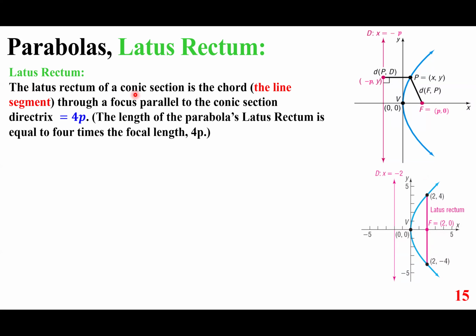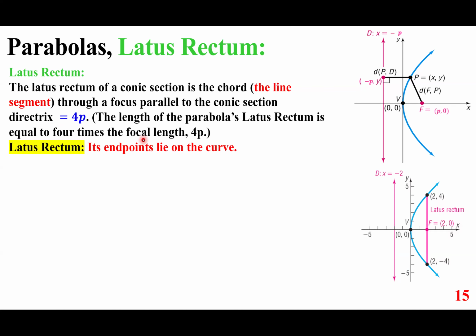So the latus rectum of a conic section is the chord, the line segment through a focus parallel to the conic section's directrix, which is equal to 4 times p. The length of the parabola's latus rectum is equal to 4 times the focal length p.